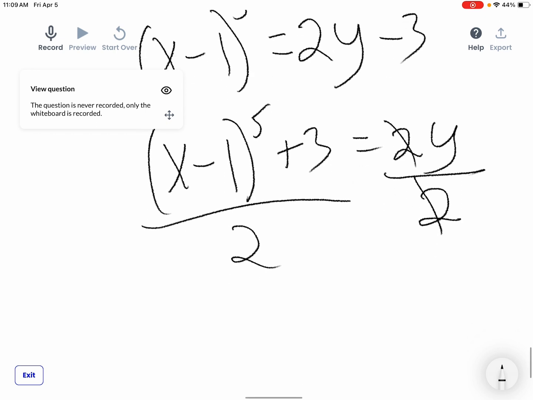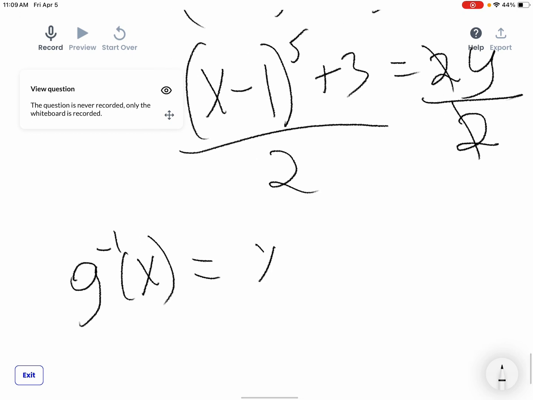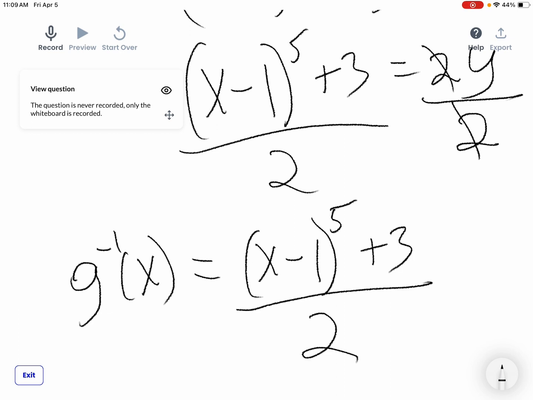But then it's going back to inverse notation. This function was g. So we can write g inverse of x would be equal to what? To x minus 1 quantity raised to the fifth plus 3 all divided by 2. So there we have our inverse function.